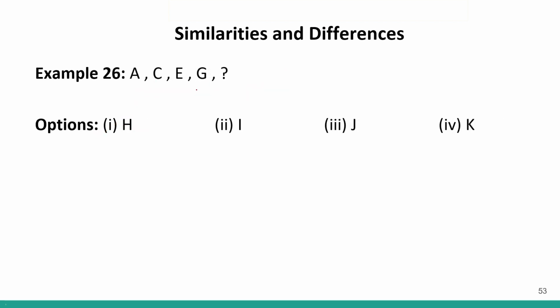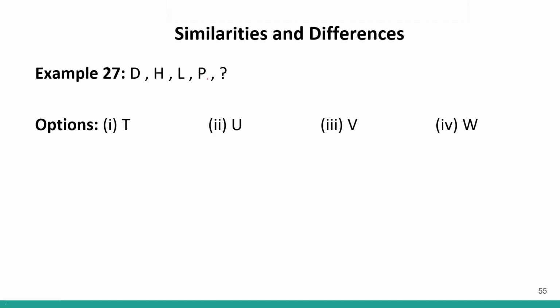Now, A, C, E, G, and then we have to find the missing element. So let me give them forward ranks. A is ranked at 1, C is ranked at 3, E is ranked at 5, G is ranked at 7. And similarly, if I see we are just moving 2 positions forward, or we are going by odd positions. So 1, 3, 5, 7, and then 9. And at 9th position, we have I. So our answer will be option number 2, I. This will be our correct answer.